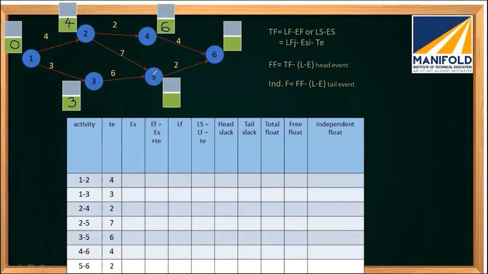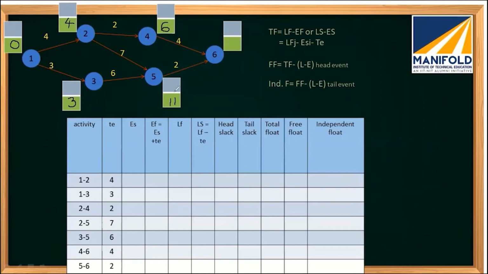Now for node 5, there are 2 ways. Either it will be 4 plus 7, which will give you 11, or 3 plus 6, which will give you 9. So we will take the maximum of the two, which is 4 plus 7, or 11. Just focus and understand: if you have 2 or more ways, then the maximum has to be taken in the forward pass. We are doing the forward pass. Now for node 6, there are 2 ways.